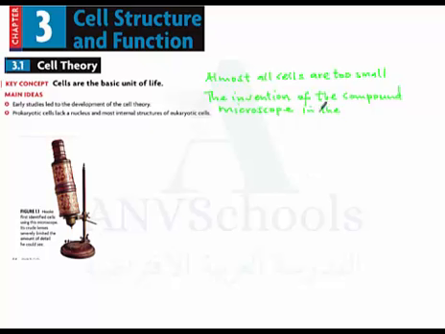The invention of the compound microscope in the late 1500s was very important. This was discovered by a Dutch scientist, that is a Dutch glass maker, Zachariah Jansen.